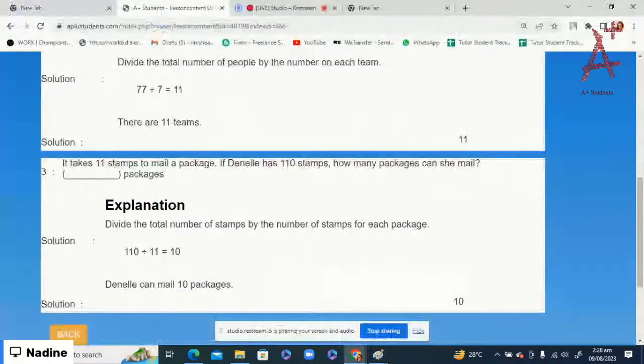Okay, in question 3, it takes 11 stamps to mail a package. If Danielle has 110 stamps, how many packages can she mail? Basically, the package needs 11 stamps, and Danielle has 110 stamps. Okay, let's divide 110 by 11. Let's check.